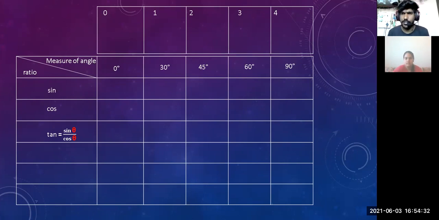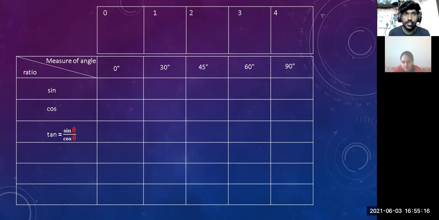Actually, there are different tricks to remember. In our school also, we were given one trick in which sine is 0, 1 upon 2, 1 upon root 2, root 3 upon 2, and 1. So cos is just sine from the right. Yes, correct. For that trick, you need to memorize the values of the first row. So I'll explain this trick also. Suppose you don't remember the values of the first row.